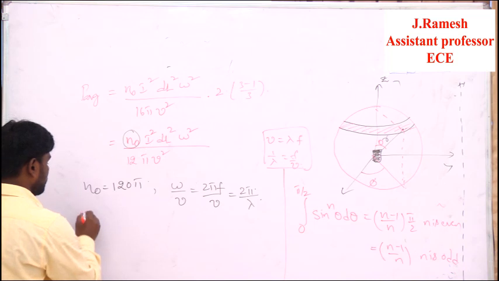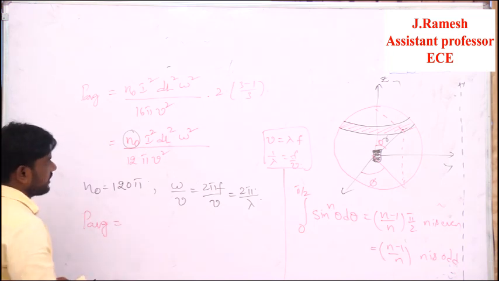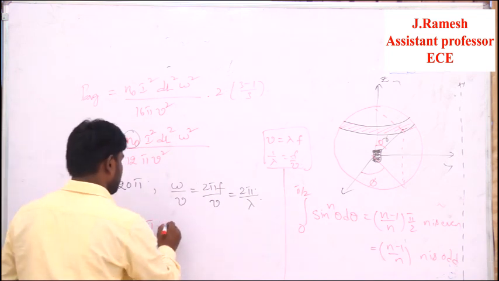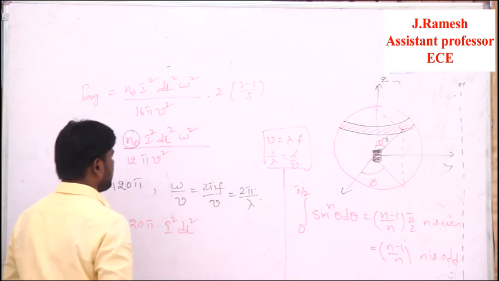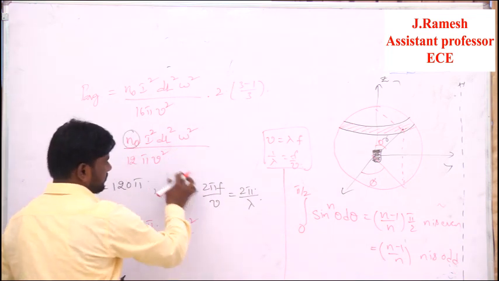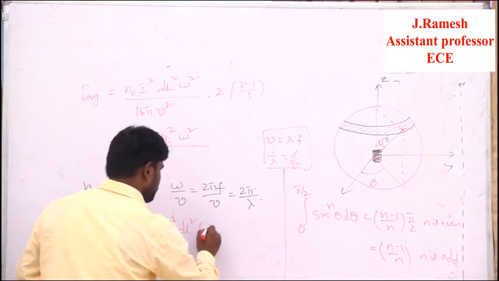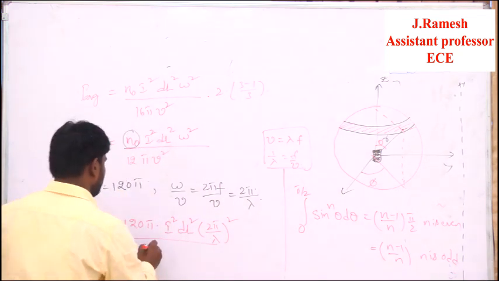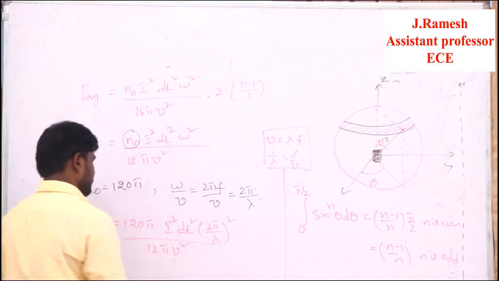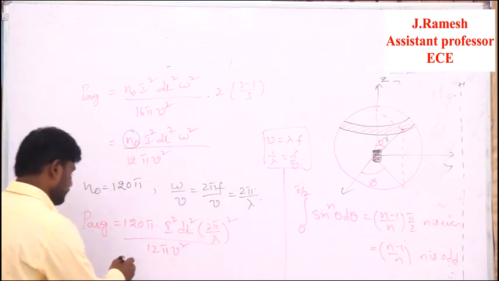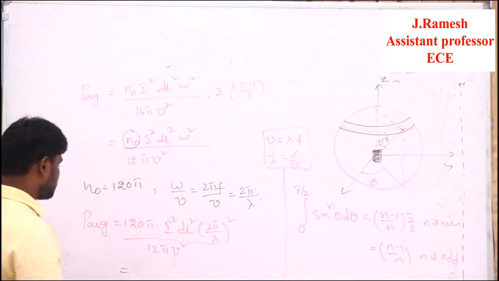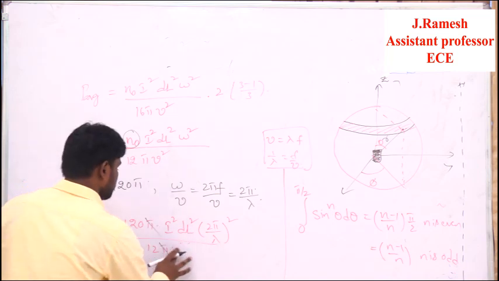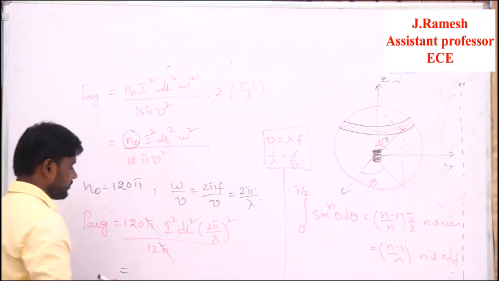So what can I write for P average? P average is given with η₀ equal to 120π, into I² into dl² into ω² by v², and ω by v is equal to 2π by λ. So I can write (2π by λ) whole square by 12 into π into v². So that is what I got, and I am going to simplify this one. 12π and π get cancelled. So here there is no v², because that already comes under ω² by v².